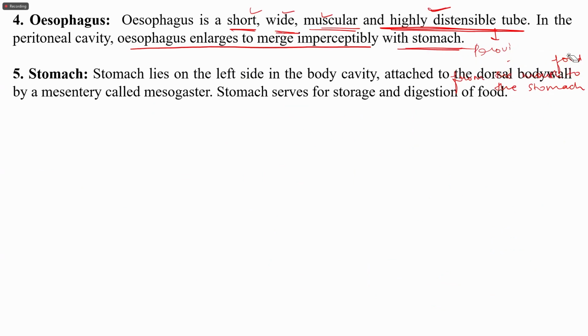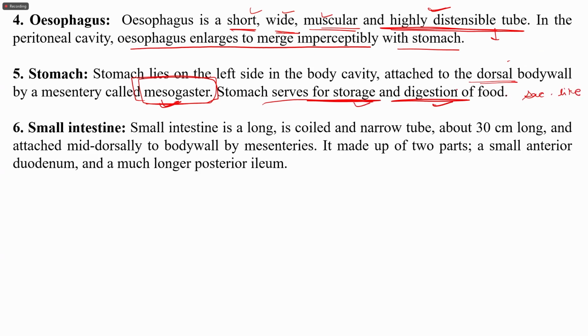The stomach lies on the left side in the body cavity, which is attached to the dorsal body wall by a mesentery called mesogaster. So the attachment of the stomach with the body wall is with the help of the mesogaster, and the stomach serves for the storage and digestion of the food. It is a sac-like structure that helps in the storage and digestion of the food.